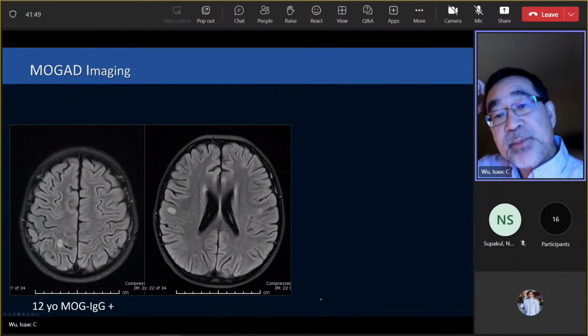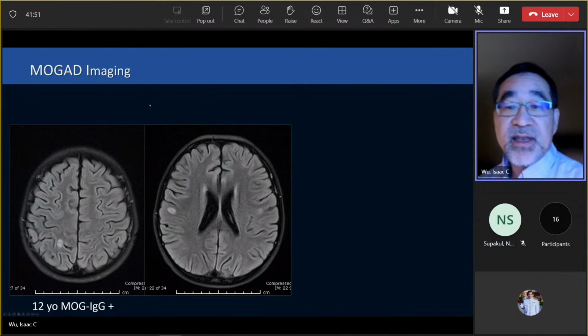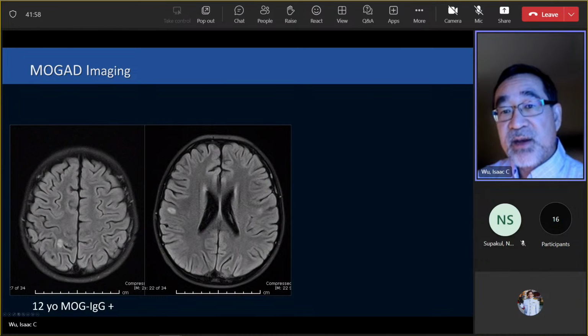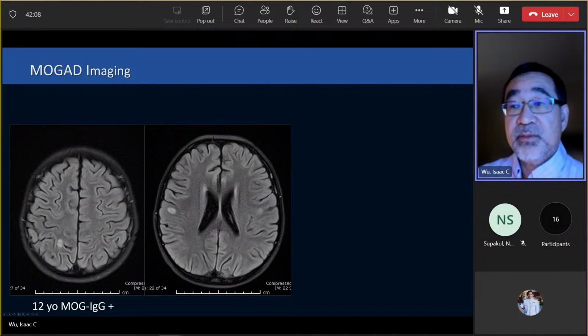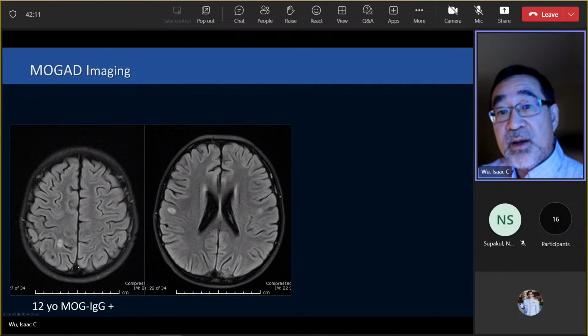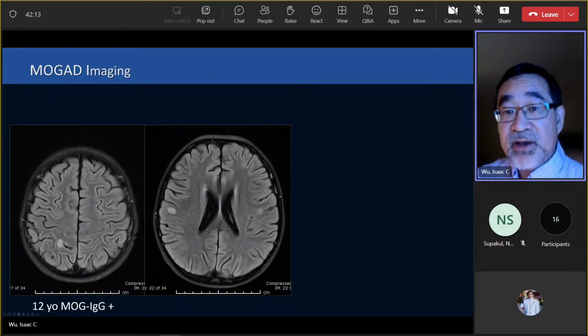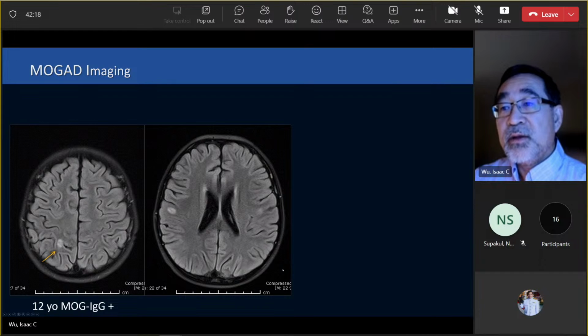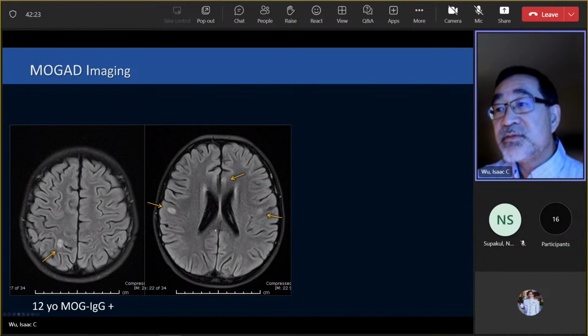This is an example of a MOG antibody positive patient from Riley. If you look at the FLAIR sequences right here, you can clearly see a couple of lesions. They could be any demyelinating lesion. It could be ADEM, right, although ADEM tends to involve a bigger area a lot of the time. Maybe this one is abutting the gray-white junction, so sort of juxtacortical. And there's another lesion involving the cortex, a little bit faint.